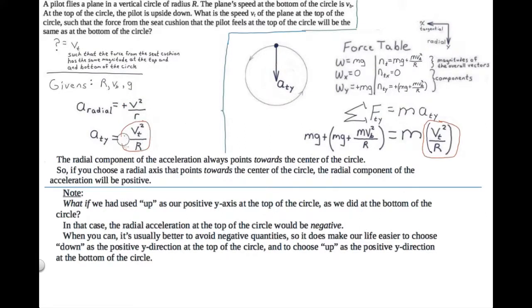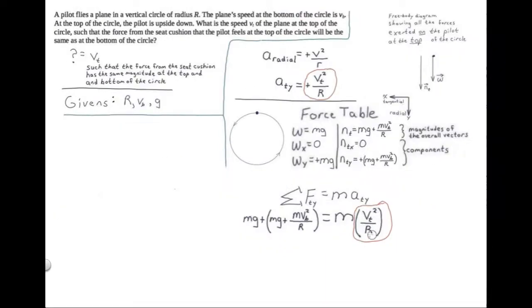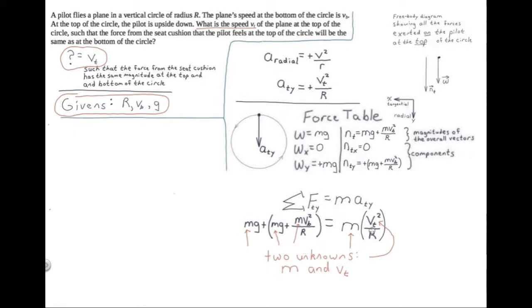We can substitute this expression in for a sub y in our Newton's second law y equation, v sub t squared over capital R. Remember that these are the given symbols in this problem. Our Newton's second law y equation contains all three of those given symbols, capital R, v sub b, and g. We can treat those given symbols as knowns. The equation also contains two unknowns, m and v sub t. We're treating m and v sub t as unknowns because they're not on our list of givens. Now remember that the question is asking us to determine v sub t, so we're going to solve this equation for v sub t rather than for m.